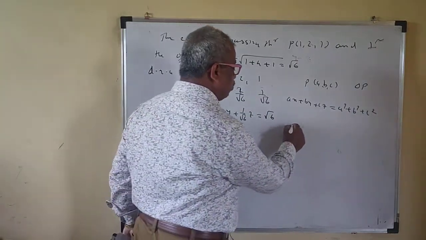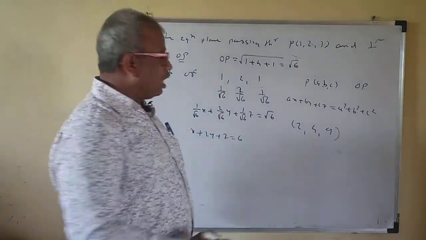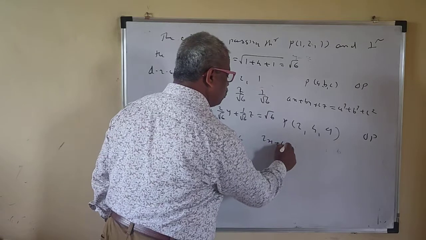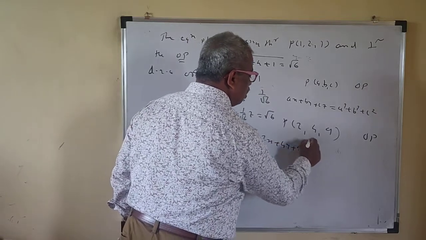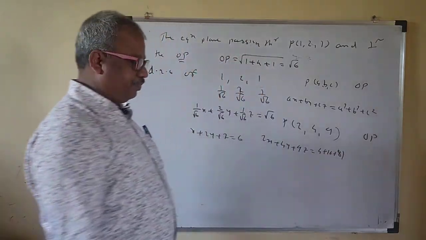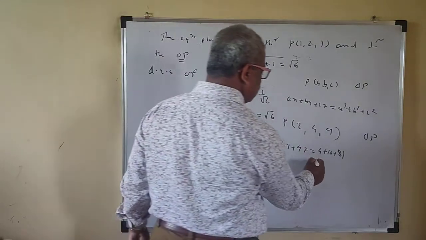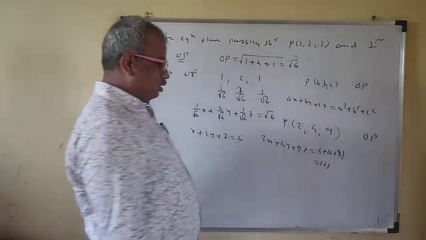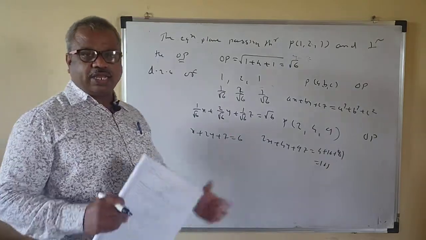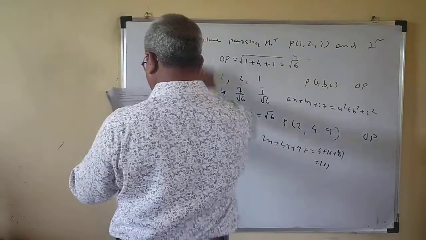Suppose P is (2, 4, 9) and the plane is perpendicular to OP. The equation is 2x + 4y + 9z = 4 + 16 + 81, which is 101. So 2x + 4y + 9z = 101. Easily you can write the equation of the plane. So this gives you the formula.